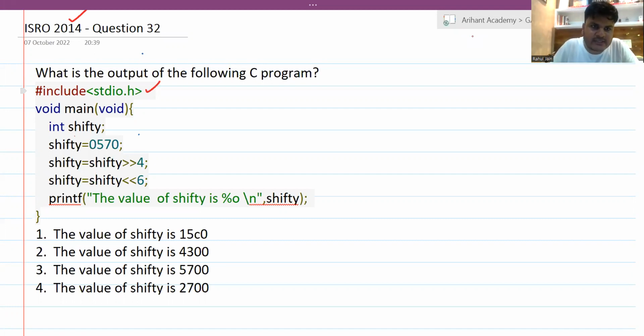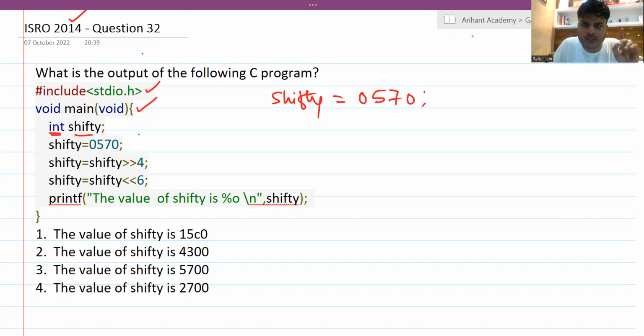First header file inclusion, then the main function, and thereafter we have one integer variable whose name is shifty. Shifty here is a variable name whose type is integer. Now what we are doing is assigning a value to this shifty variable, that is 0570.